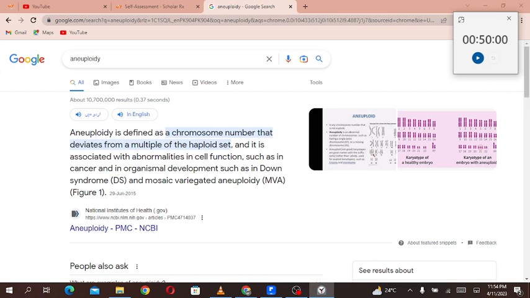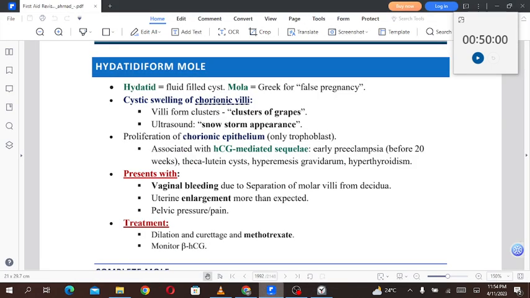Like it can be 2x. Normally, when we say 2n, single n is the haploid set and 2n is the diploid set. If the number deviates from the multiple of that, it means that the person has aneuploidy. So let's continue with the session.